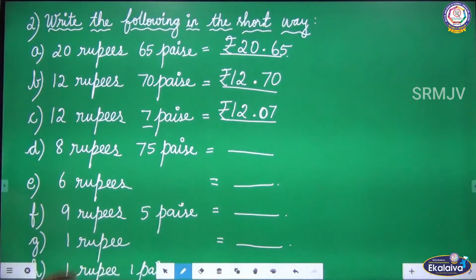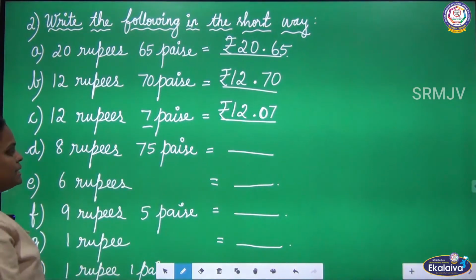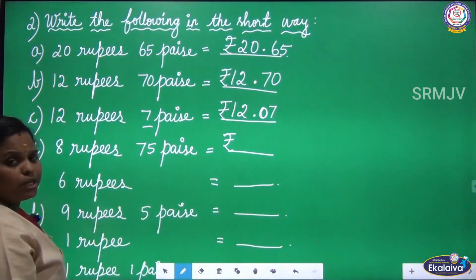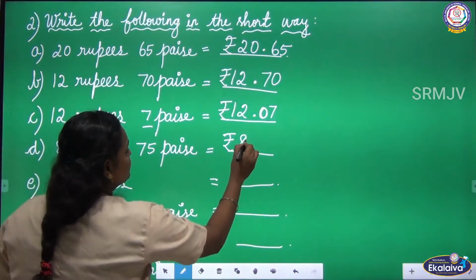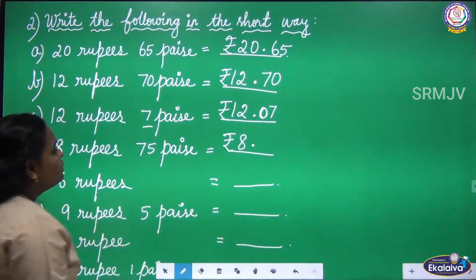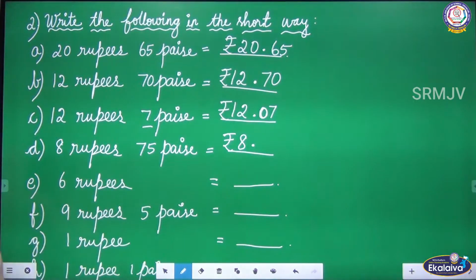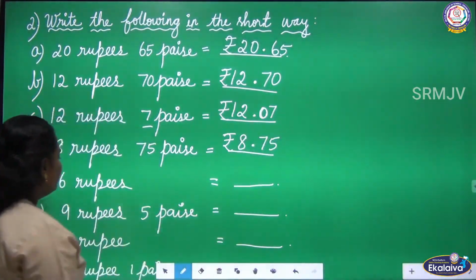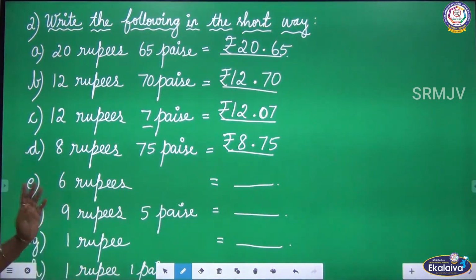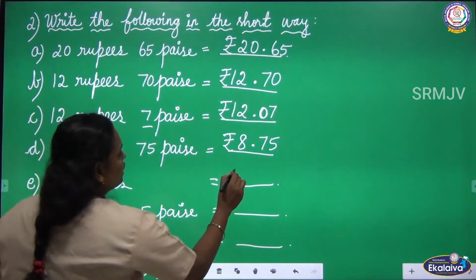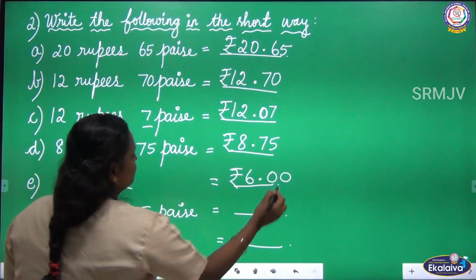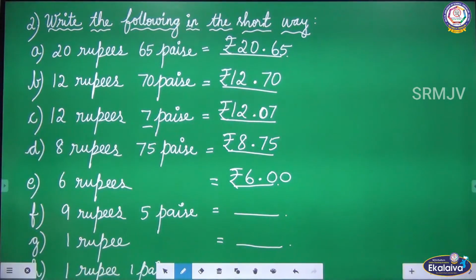Next one, 8 rupees 75 paise. So you write rupees symbol. Next, how many rupees? 8 rupees. Then the dot. Then after the dot, paise. How many paise? 75 paise. Next one, 6 rupees. Only rupees they have given. So you can write rupees 6.00.